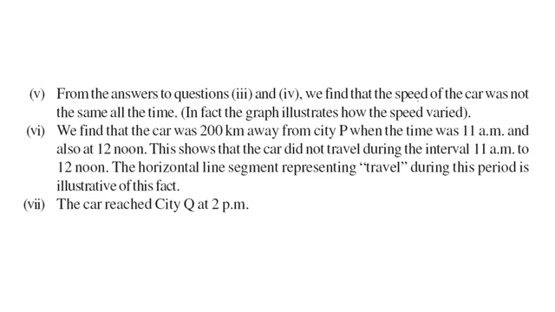Now the speed of the car was not the same all the time, because from 8 to 9 it was different, and 9 to 10 it was different. The distance traveled is different. And then when it was at 200 kilometers, from 11 to 12 it didn't move. It was only at 200 kilometers. That means at this time the car was not traveling, and at 2 p.m. it reached the city Q.